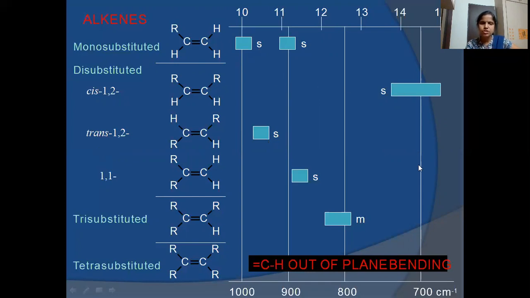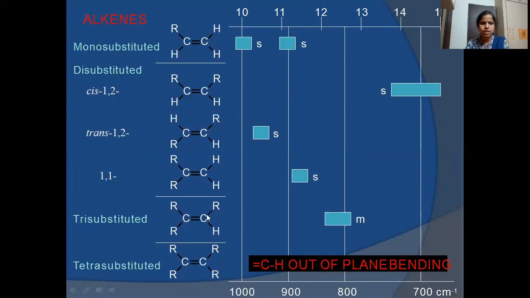And what is the range? At around 700, you can take it as 800 to 750, a band appears which is for cis. And if it is trans, here you can see from 900 to 1000, in the region of 900 to 1000 it appears. Then 1,1 disubstitution, a sharp band again between 800 to 900.